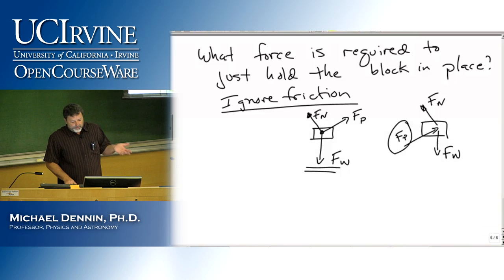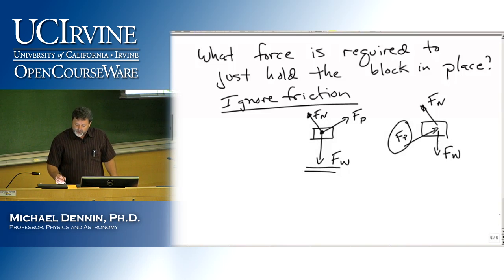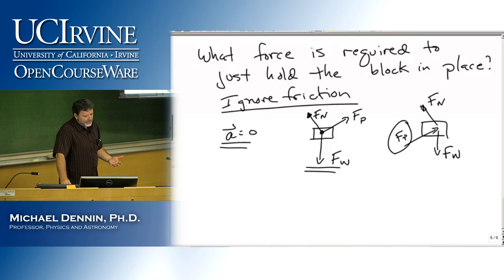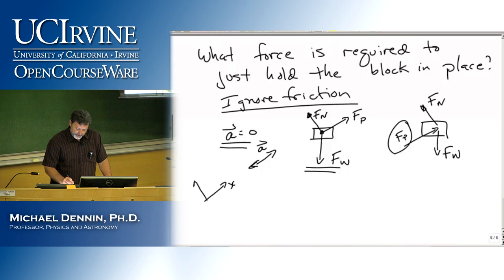Now, we want it to be just in place. We have to pick our coordinate system. We know, therefore, that our acceleration is going to be 0. So in some sense, for our acceleration vector, it won't matter which one we do, per se. But what we do know is if it accelerates at all, the acceleration is along the surface. So because of that, I'm going to pick an x and a y parallel to my surface.